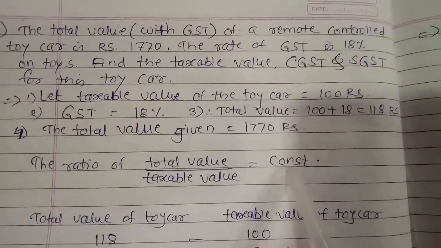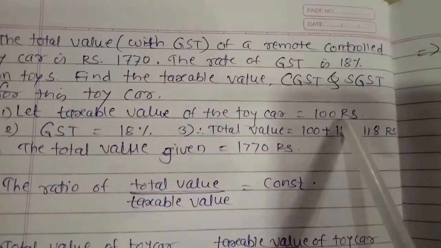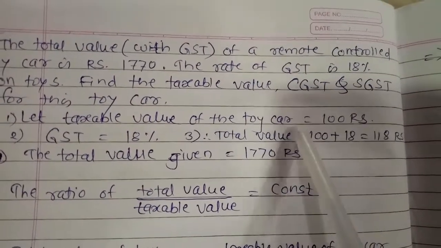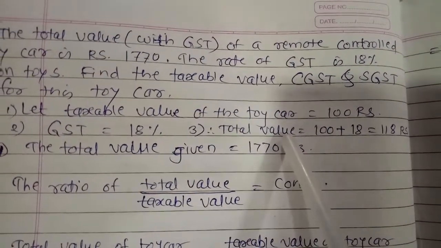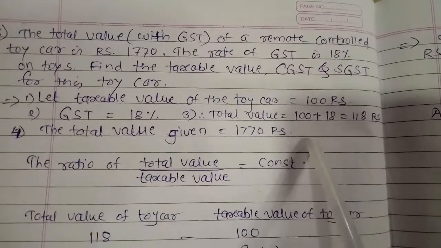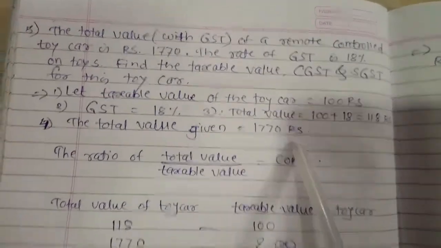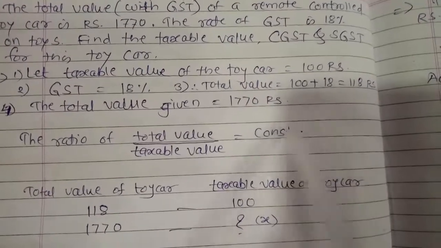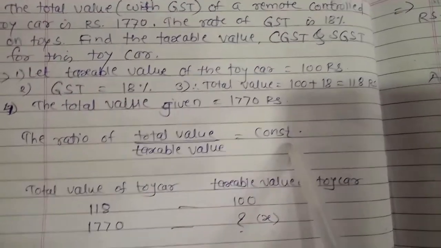Now see, let the taxable value of the toy car be 100 rupees. The taxable value of the toy car is not given, so we consider it as 100 rupees. And now the GST on this is 18%, so the total value is 100 plus 18, so we'll get 118 rupees. The total value we are given in the example is 1770. And you know that the ratio of total value upon taxable value is always constant. So keep in mind this one, that total value upon taxable value is always constant.